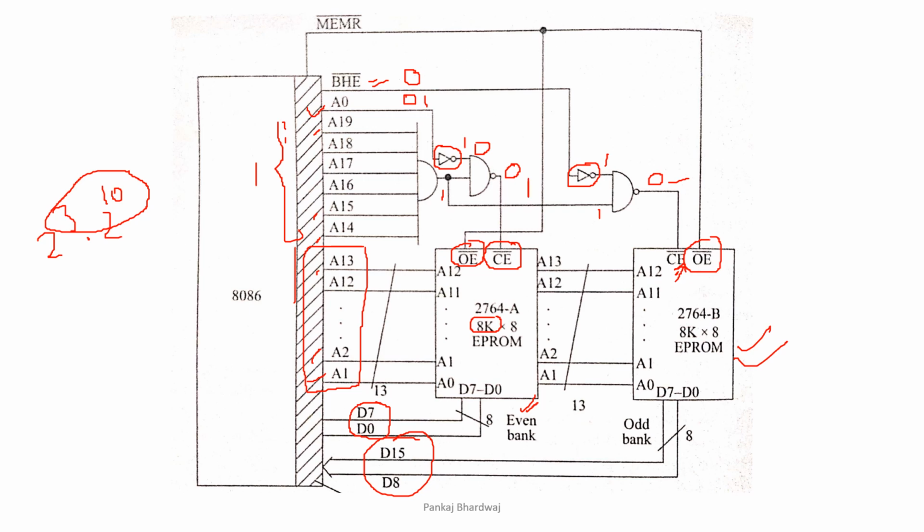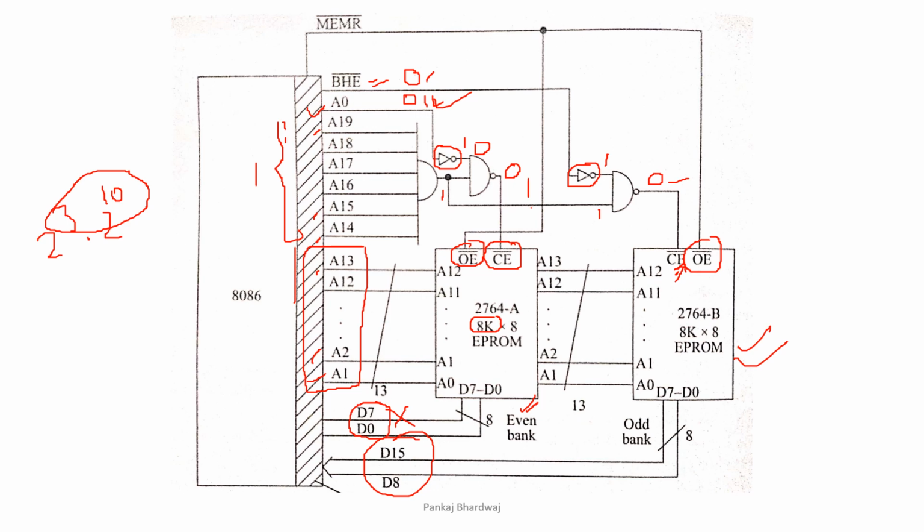This 1, that means output is 1, is connected to CE bar, and CE bar has to be 0 to enable this particular chip. So when it is 1 it is not enabled, so that means the low order address byte is not connected. Or in other words, we can say that when BHE is 0 and A0 is 1, the 8-bit data is read from the odd memory bank only. This even bank is not connected.